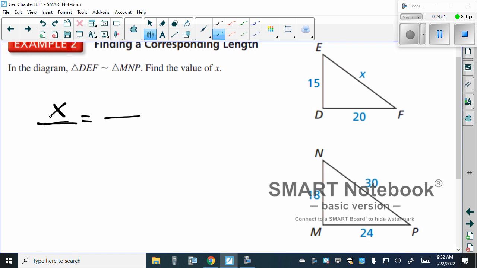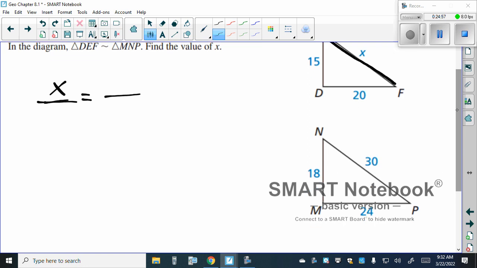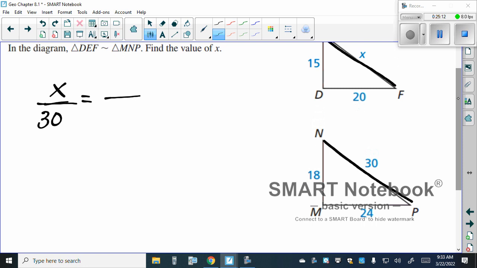Now, what is the side length that corresponds with our length of X? It was our, what? 30. So 30 would go where? Under the x, because those side lengths correspond to each other. Well, now we need another set of side lengths that correspond to each other. Which one do we want to use? Gotta pick one. So we can pick 20, yes? Would 20 go on top or bottom? Top. Because x went on top, yes? We put x on top.